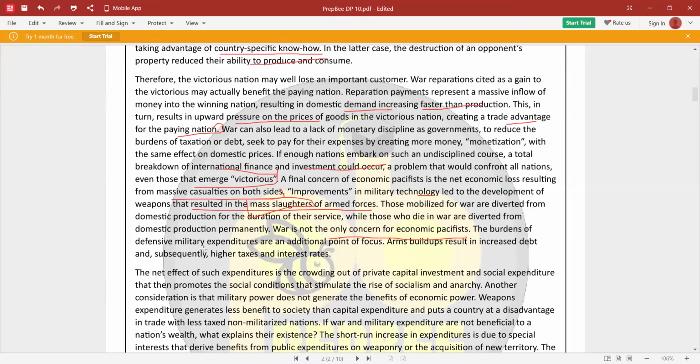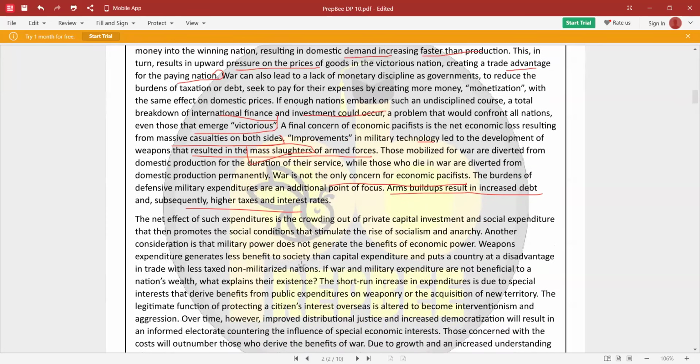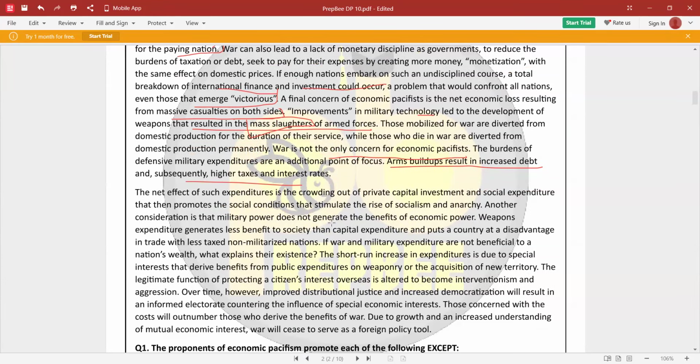That means the cost of maintaining the defense system is also another issue that needs to be highlighted. Arms buildups result in increased debt and subsequently higher taxes and interest rates. That means spending heavily on weapons will lead to higher national debt, which will in turn raise your taxes and borrowing cost. The net effect of such expenditure is the crowding out of private capital investment and social expenditure, which then promotes the social conditions that stimulate the rise of socialism and anarchy.